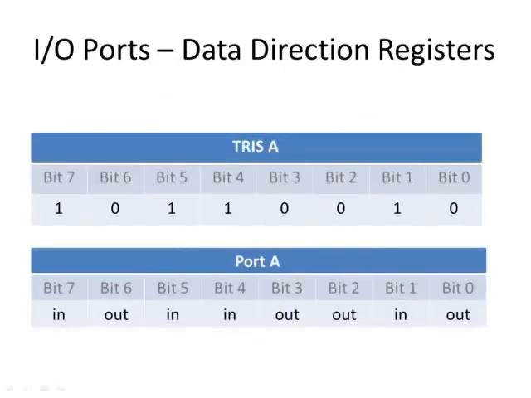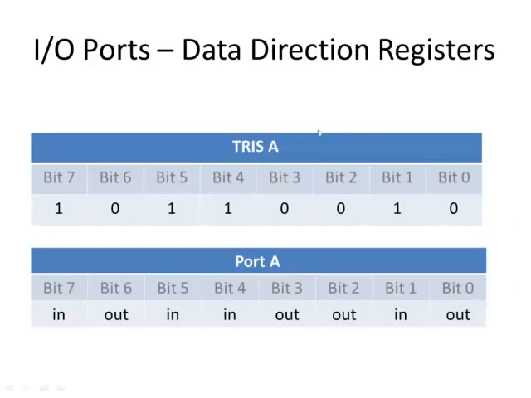So, because a port can be either input or output, but not both at the same time, we have to define whether it's going to be input or output. Each port, up here you're looking at port A, has 8 bits, labeled bit 0 through bit 7. Remember, we always start counting with 0 in computers.